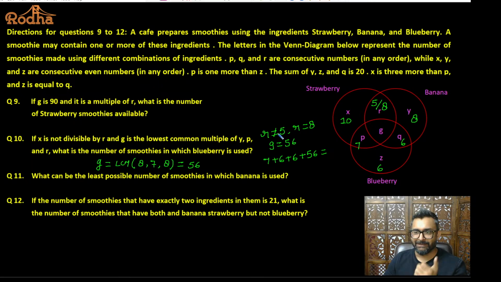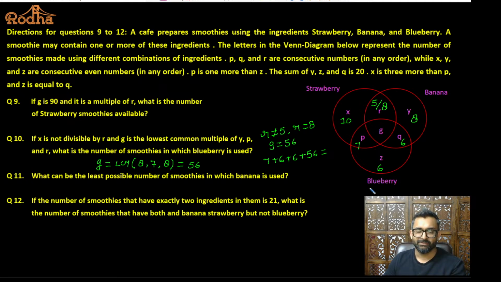R cannot be 5. Why R cannot be 5? As per the question, X is not a multiple of R, so R has to be 8. And G is LCM of 8, 7, 8. That means G is LCM of Y, P, R. Y, P and R. Okay. So Y, P, R का मतलब 8, 7, 8. Yes. So 56 हो गया ये LCM.